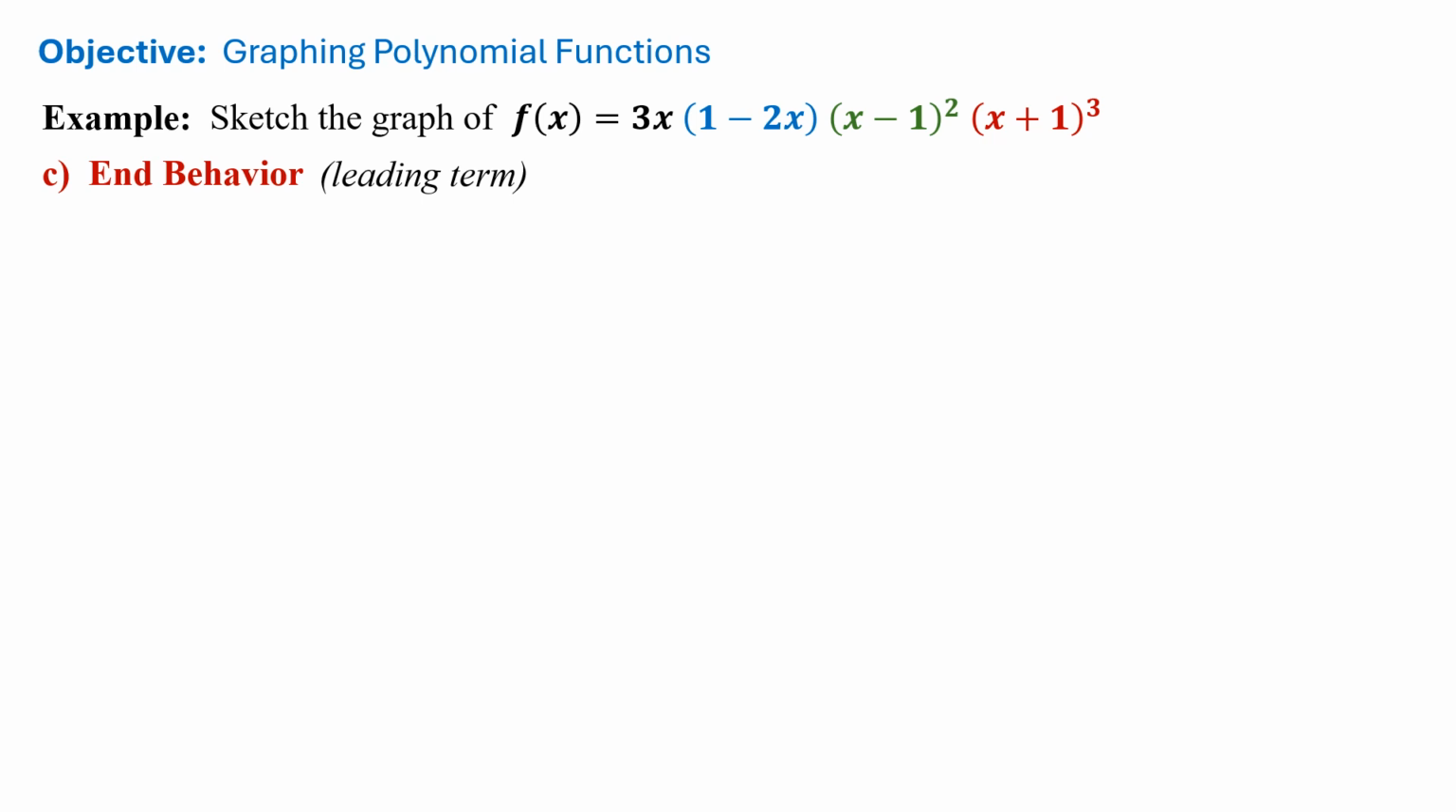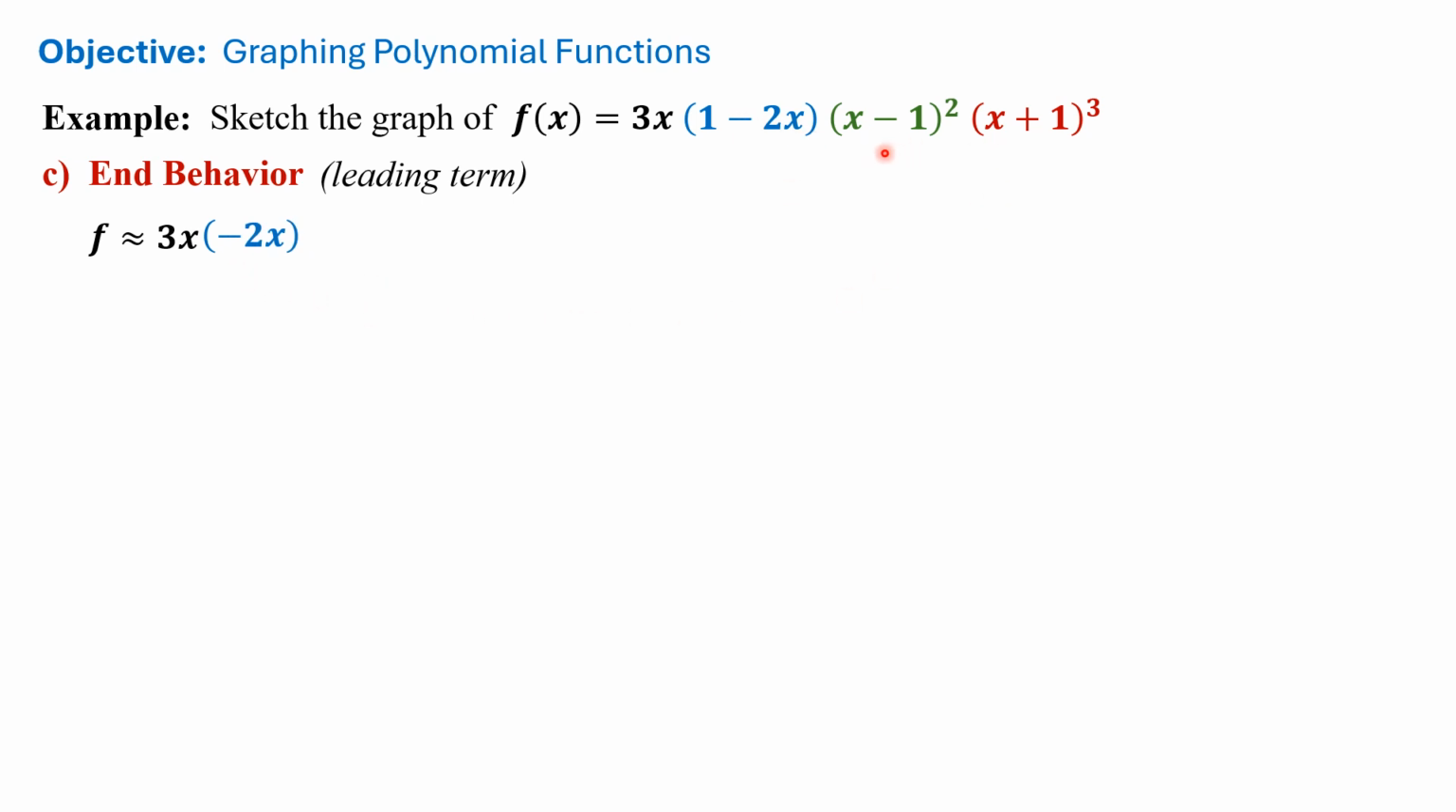Now let us find the end behavior. In finding the end behavior, we need to get the leading term of this function. So instead of expanding this function to get the leading term, what we can do is get the leading term of each factor. For example, in this factor 3x, since there's only one term, this is the leading term of this factor. So we will write that f behaves like 3x times, for the second factor, 1 minus 2x, the leading term is minus 2x. So we will write it multiplied with minus 2x.